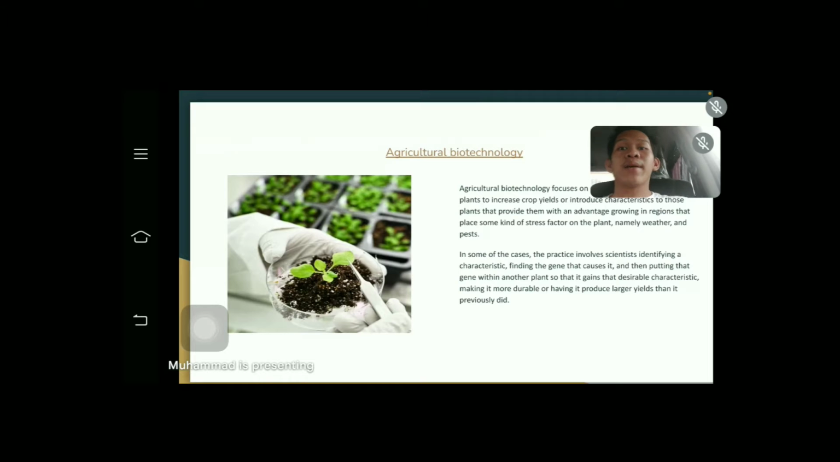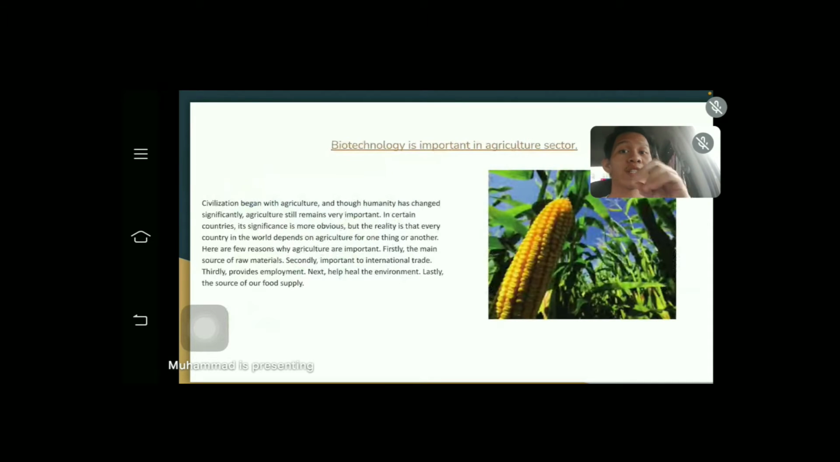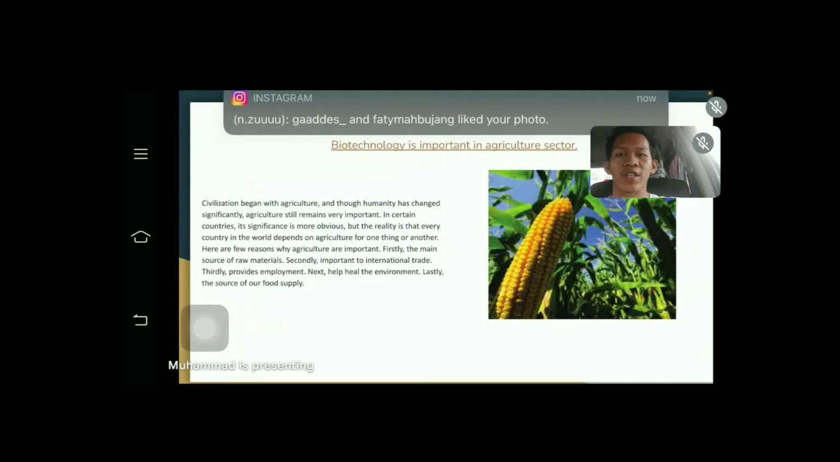In some cases, the practice involves scientists identifying a characteristic, finding the gene that causes it, and then putting that gene within another plant so that it gains the desirable characteristics, making it more durable or having it produce a larger yield than in a previous one. So biotechnology is important in the agriculture sector.